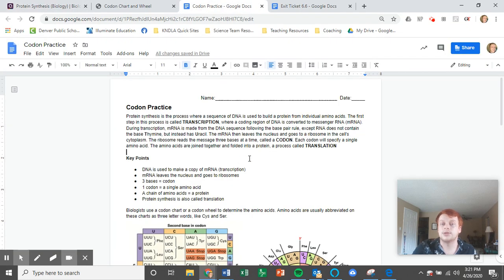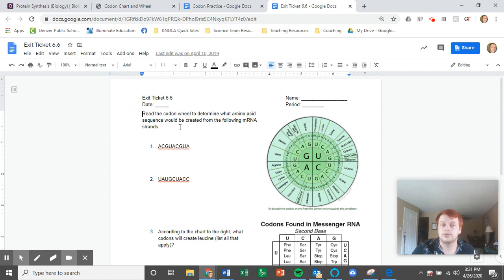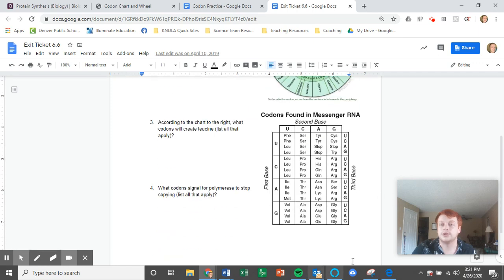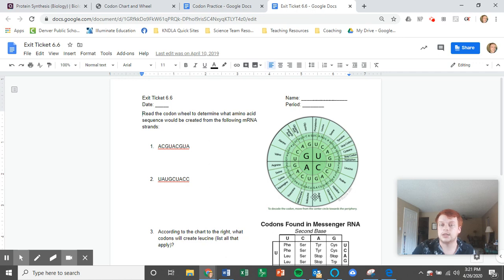So let's get started. Today we're going to talk about how to interpret codons into the amino acids they produce. Now to do that, biologists use one of 2 things. They can use this codon chart right here or the codon wheel. I'm going to teach you how to read both, and then you can decide which one is easier for you and use that for the remainder of the lesson. On your exit ticket, I ask you to use each one. For 1 and 2, you would use the wheel. For 3 and 4, you would use the chart. If you're uncomfortable with that, use whichever one you understand the easiest and use it the whole time.